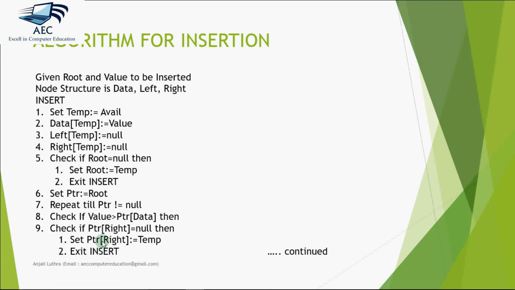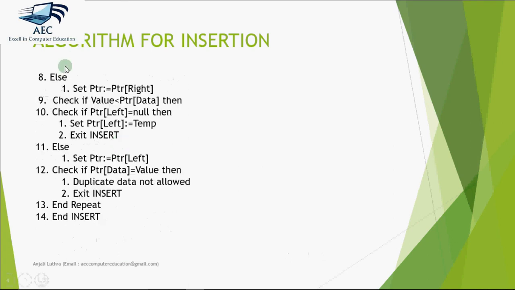But there is a possibility that there is already a value at the right hand side. If there is already a value at the right hand side, then we just move to that node. We move to that node by writing this line, ptr is equal to ptr right. So your pointer goes one node down towards the right hand side and the loop will continue again.